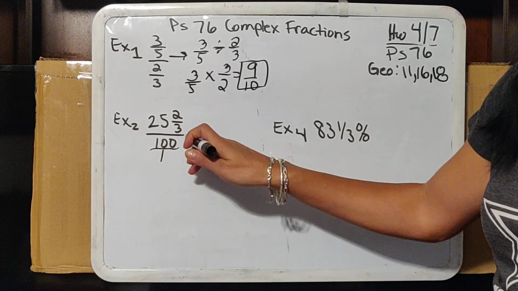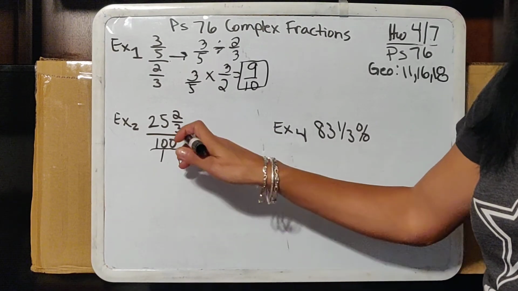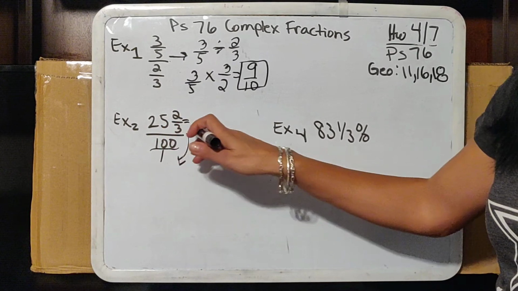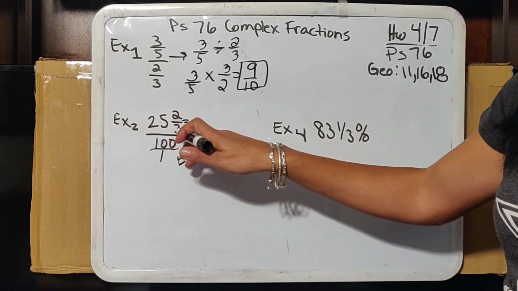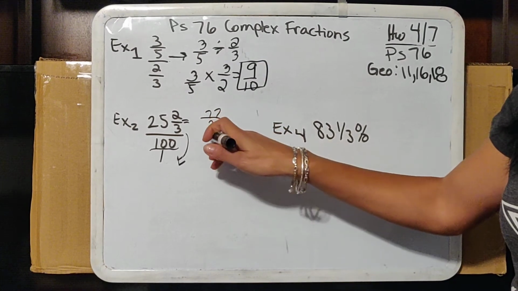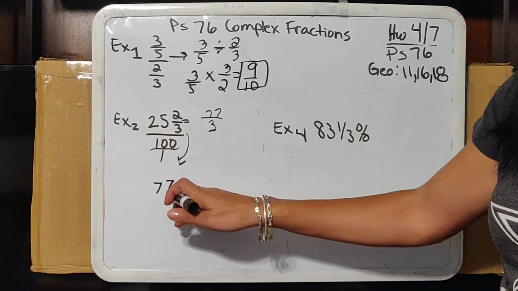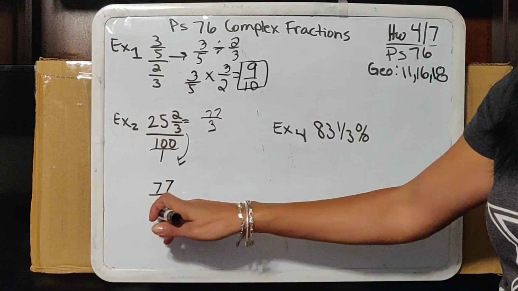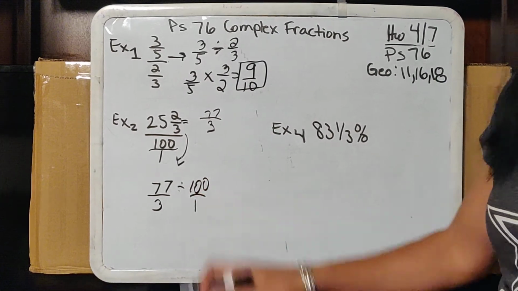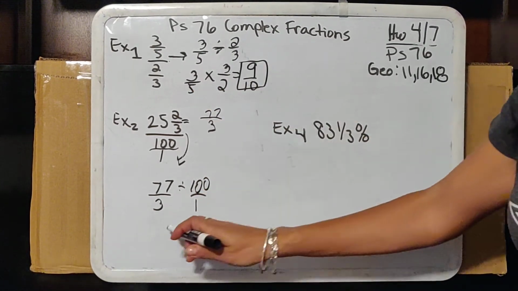So we're going to rewrite it, and since I'm not going to have room here, I'm just going to go down here, and I'm going to make it into an improper fraction, so 25 times 3, 75 plus 2, 77/3. Okay? And then I'm going to rewrite it. I'm going to say 77/3 divided by 100/1.